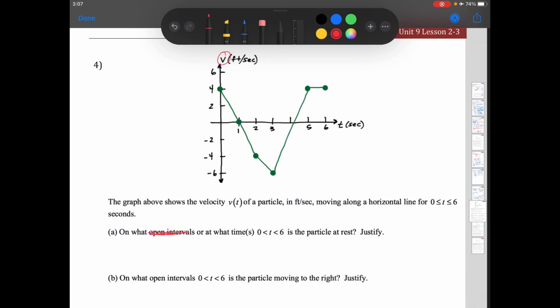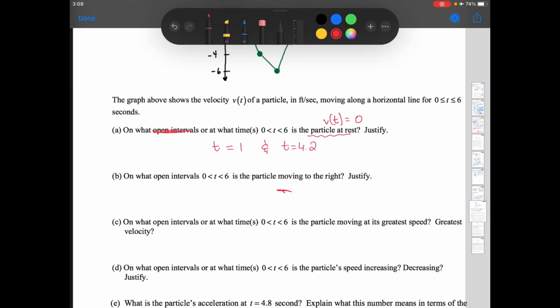For what times t, greater than 0 and less than 6, is the particle at rest? Justify. By definition, a particle is at rest when my velocity is equal to 0, or where it hits the x-axis. So where is it hitting the x-axis? At t equals 1 and t equals 4.2.